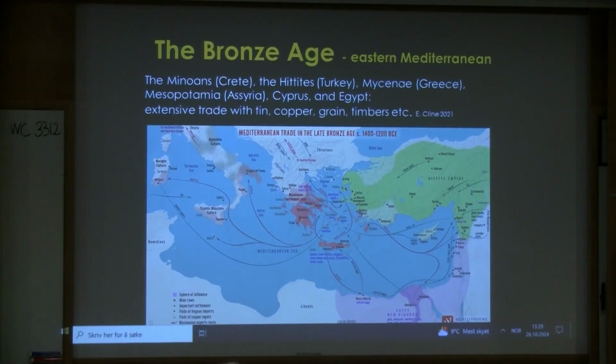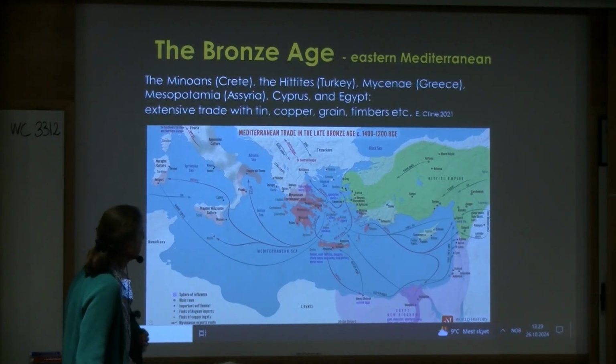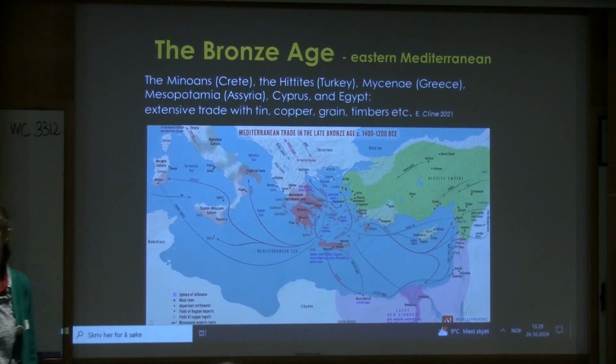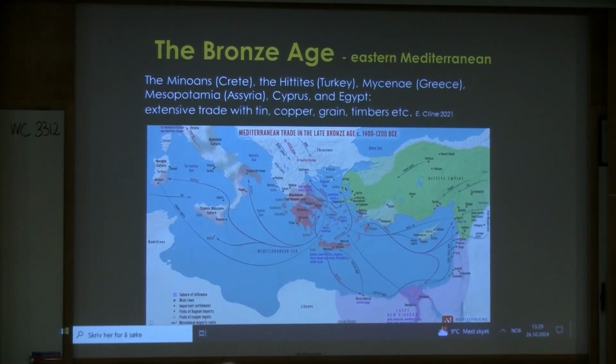I'm going to say a little bit about the Eastern Mediterranean, the Bronze Age there, because there was an extensive trade between the different cultures and civilizations around the Eastern Mediterranean. The Minoans in Crete, the Hittites in Turkey, the Mycenae culture in the old Greece, Mesopotamia, which later became Syria, and Cyprus and Egypt. They all had an extensive trade and communication with each other. They had to trade tin and copper, because you need tin and copper to make bronze, and they were found in completely different places. But they also traded timber, which Egypt didn't have but the Hittites had a lot of, and also grain. Egypt had a lot of grain. The others needed to import grain.